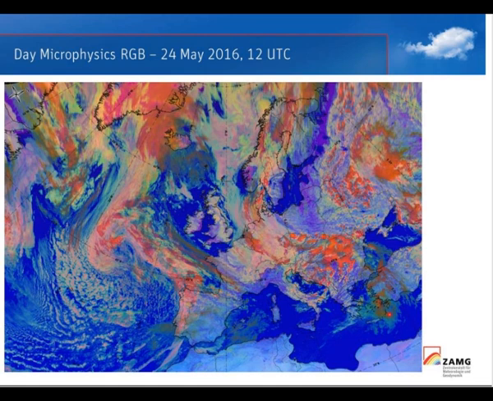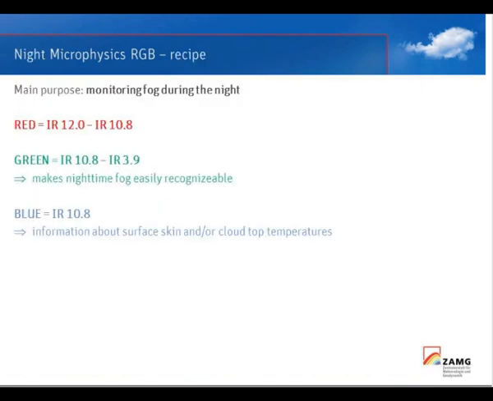But what do we do during the night time? You can always use the dust RGB, but there is a more specific RGB, and that's the night microphysics RGB. The recipe is very similar to the dust RGB. The main difference is that you have the infrared 3.9 instead of the infrared 8.7. And this RGB is mainly there for monitoring fog during the night.